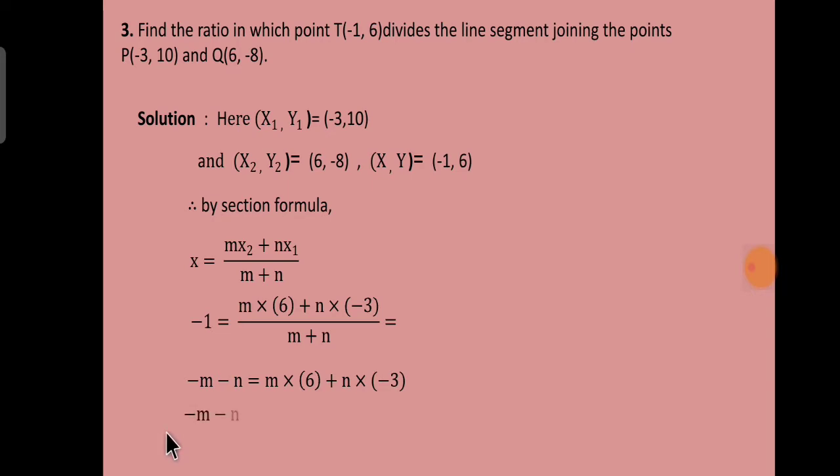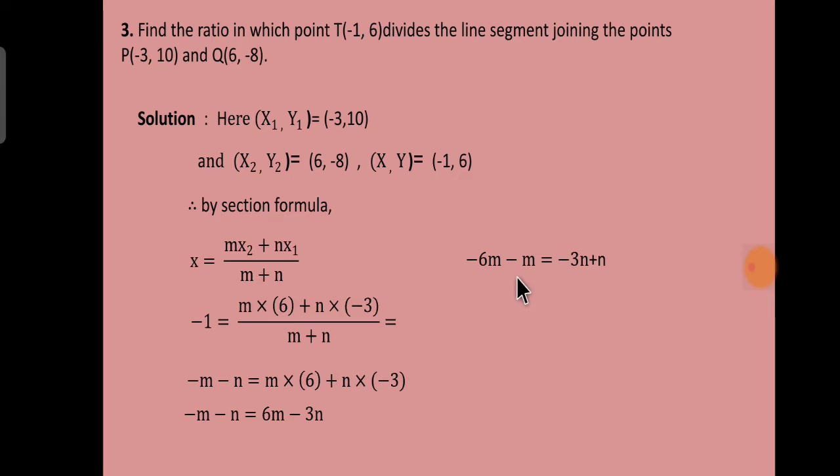Now -m minus n is equal to 6m, and n into -3 is equal to -3n. या ठिकाणी n मल्टिप्लाय -3 म्हणून प्रोडक्ट मायनसमध्ये येईल, -3n. So -m minus n is equal to 6m minus 3n. In this example, या ठिकाणी आपल्याला 6m या साईडला आणि -n या साईडला घेऊन यायचं आहे आणि असं केल्यानंतर या ठिकाणी साईन चेंजेस होतील. Therefore -6m -m is equal to -3n + n.